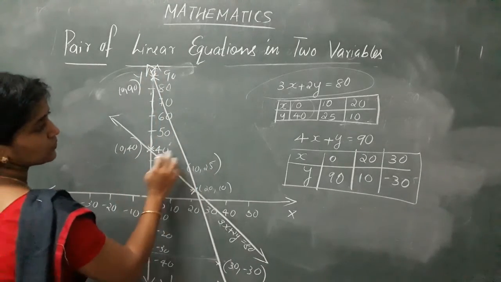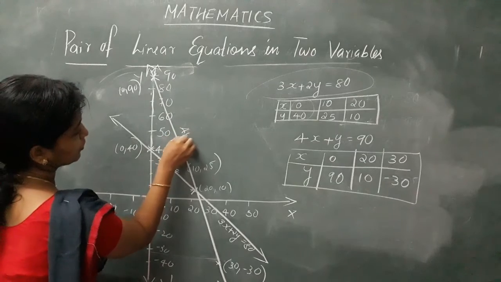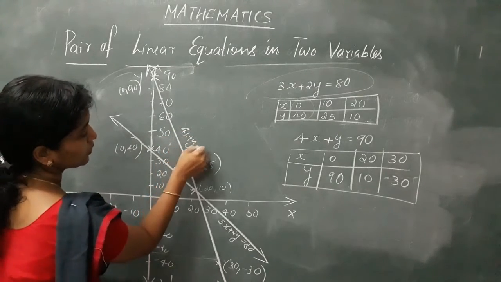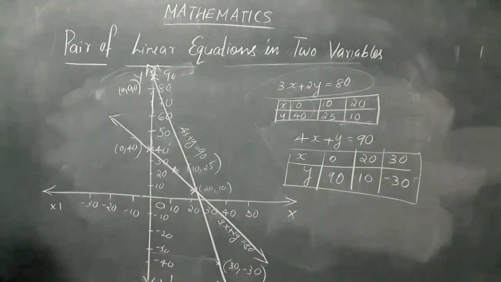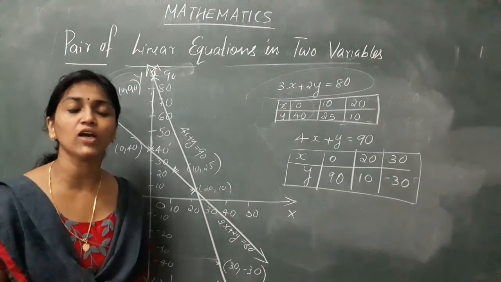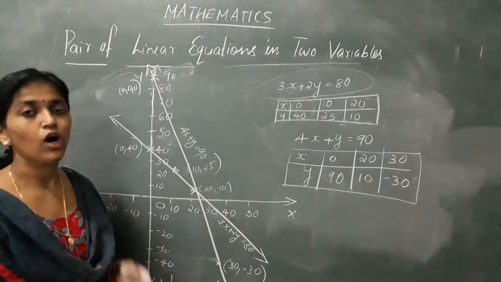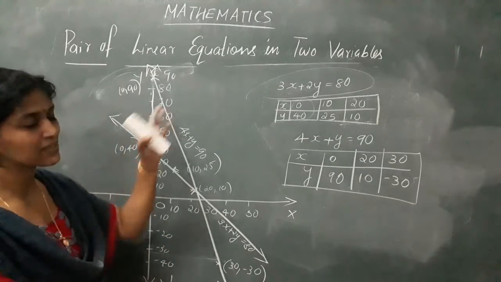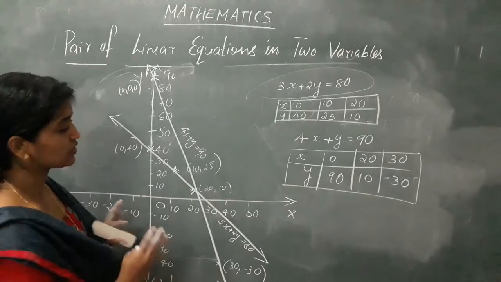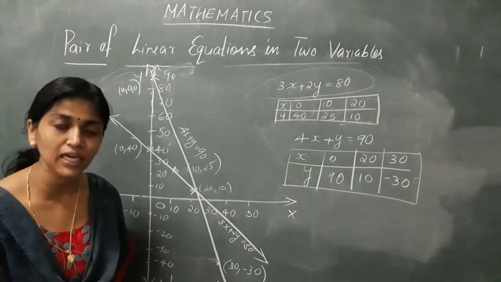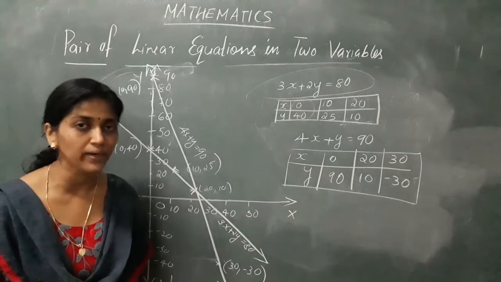Name the graph or name the line. It is 4x plus y equal to 90. Clear? So this is the geometrical way of representing a pair of linear equations in two variables. Algebraically we have seen the representation. Now this is the geometrical way of representing a pair of linear equations in two variables.